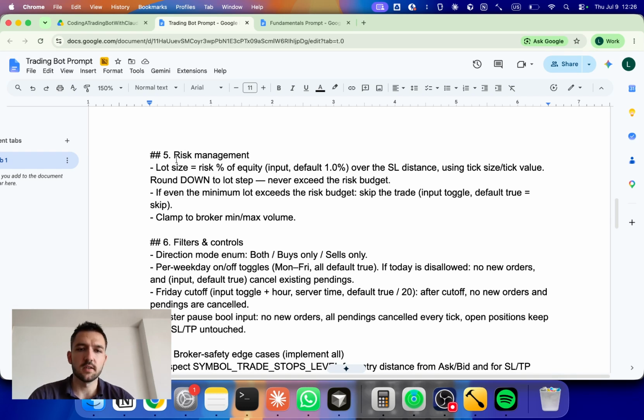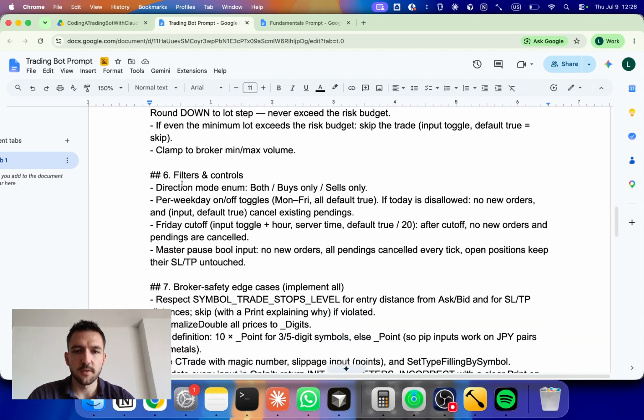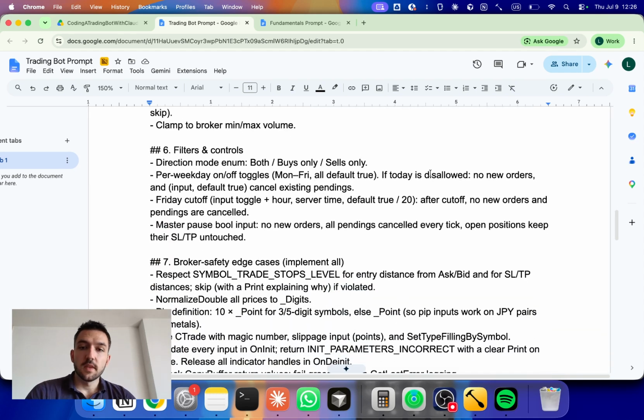And now we come to risk management. Here we have lot size calculated by risk percentage. So we're going to have an input field where we say I want to risk 2% per trade, and that's how it's going to calculate lot sizes. Very standard stuff. Now filters and controls. This is a very interesting part, and this is something that I put in every trading bot that we have. So there is going to be a direction mode.